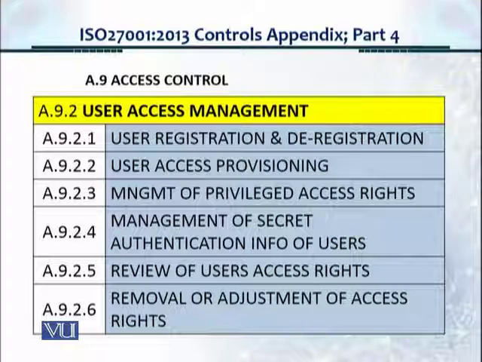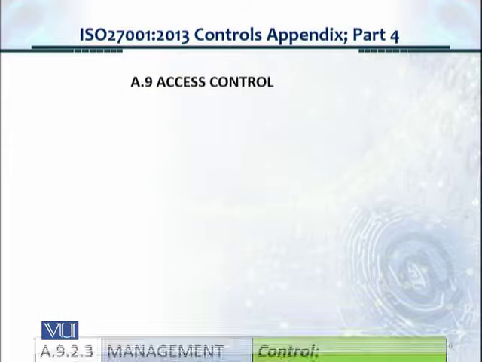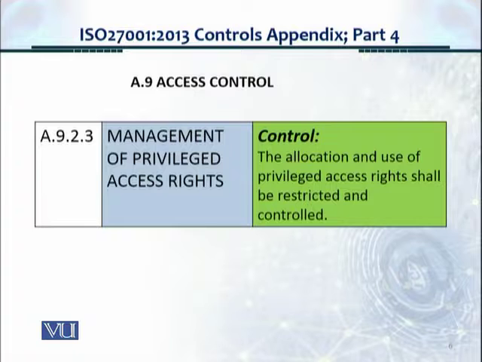Now, under access control, the second control objective, 9.2, is user access management. And this is very important because this is the entire ID management lifecycle. You can say it's the ID management lifecycle, user access management. 9.2.1 is user registration and deregistration. 9.2.2 is user access provisioning. Then we have management of privileged access rights, management of secret authentication information of users, review of users' access rights, and then finally, removal or adjustment of access rights. So these are 6 controls under user access management under the group control of access control. So let's take a look at some of them in more detail.